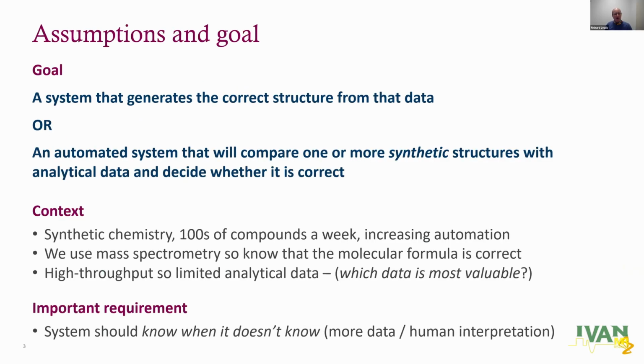So what do we want? What I'd like is a system that generates the correct structure from the data. I mean, that would be fantastic, wouldn't it? If we had a system where we could just give it an experimental proton spectrum, an HSQC spectrum and a molecular formula, and out would come the correct structure, and that would be right 99 or 100% of the time. I say that those systems don't exist, despite the hype you might see.